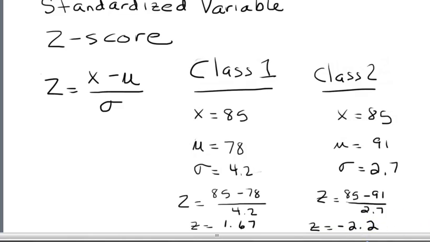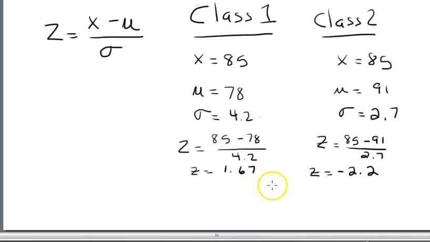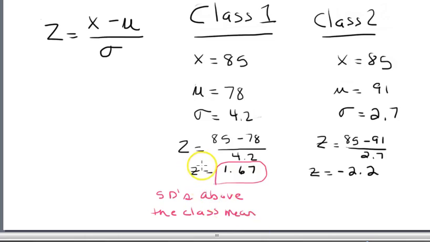Now remember, you both scored an 85 on the test, but two different tests. So what do the different z-scores represent? Well, for your z-score of 1.67 means that in your class, that 85 was 1.67 standard deviations above the class mean. Well, that's pretty good.